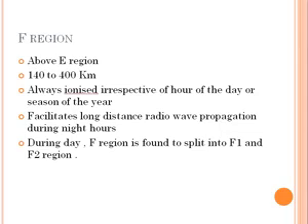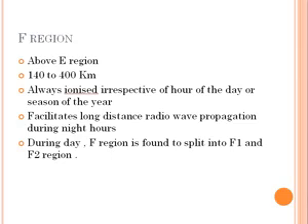F region is coming above the E region. It is coming around 140 to 400 kilometers above the Earth's surface. This region is always ionized irrespective of the hour of the day, the season of the year. And this is the main region responsible for the skywave propagation. It facilitates long distance radio wave propagation during night hours also.